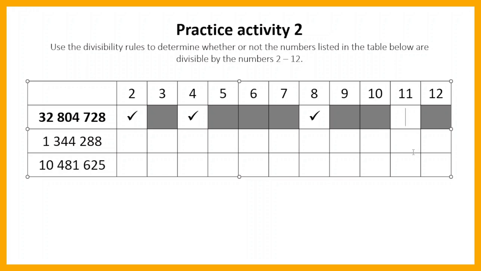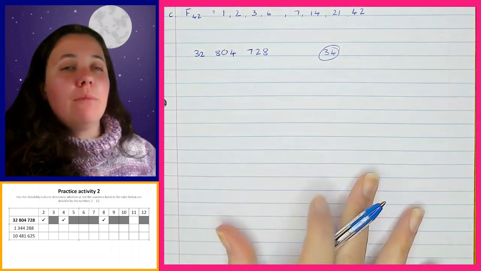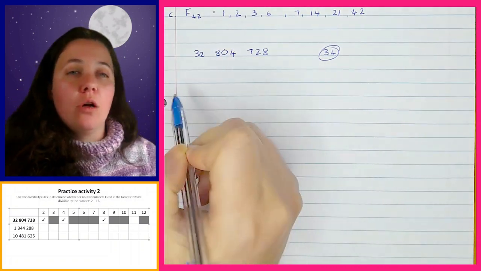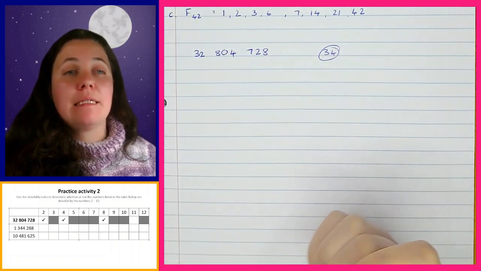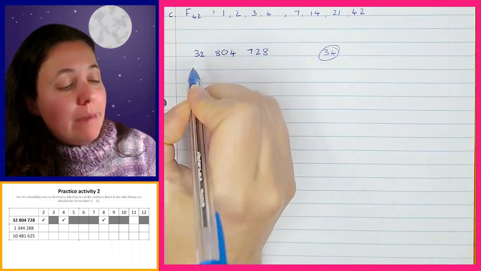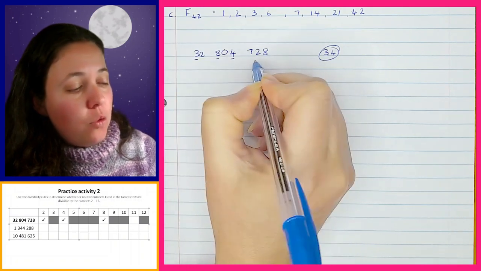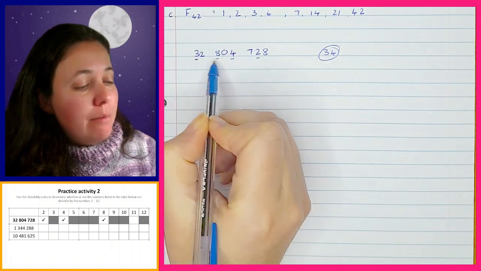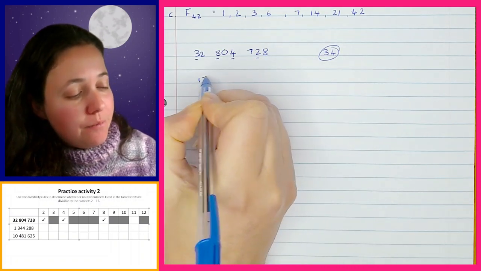And then for 11, I want to show you how to do this one. So I'm going to go over here. Now for 11, my rule is that I must add the alternating digits and then subtract and see if my answer is a 0 or 11. So my alternating digits, I'm going to start off with my odd position digits. So I've got over here 3, 8, 4, and 2. So I'm going to add 3 plus 8 is 11, plus 4 is 15, plus 2 is 17.